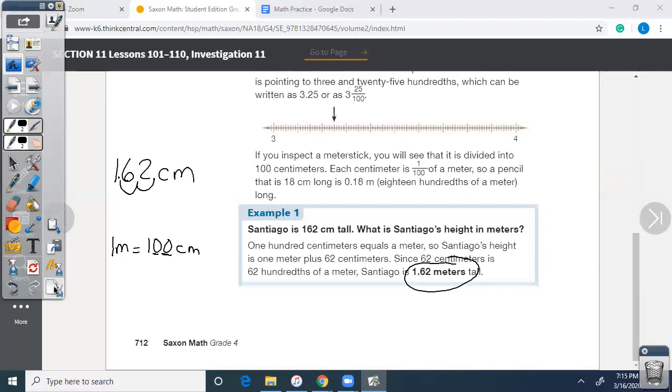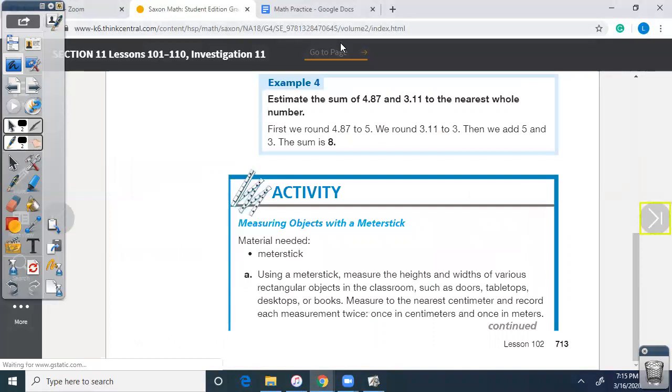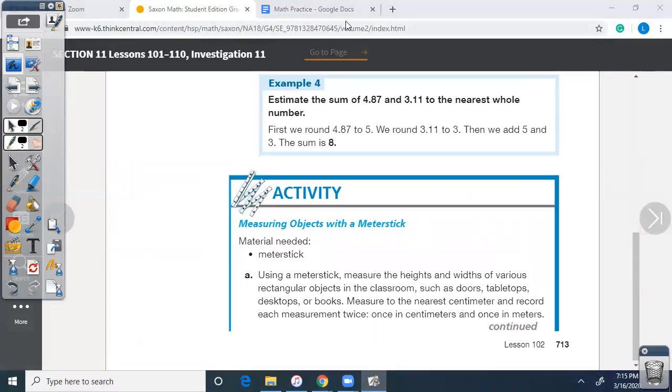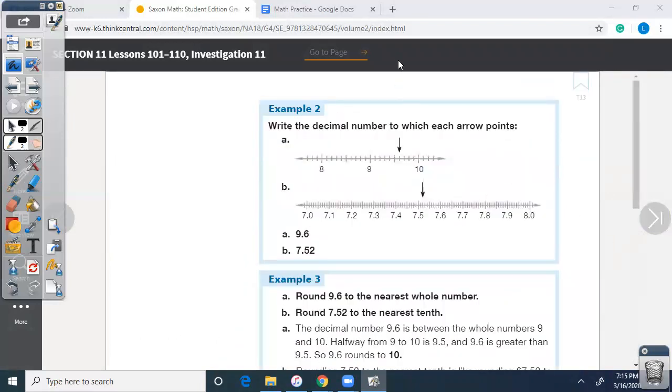So that is correct. All right, moving on to the next page. If you have your book, you can move to the next page, page 713. We're in example number 2. We are going to write the decimal number to which each arrow points.